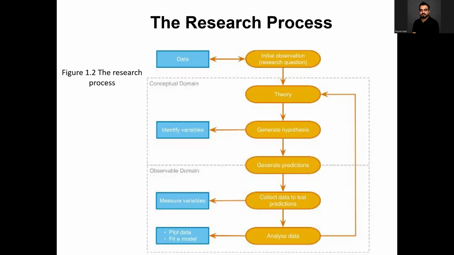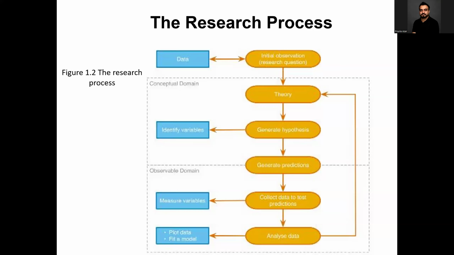This is the research process. First, we start with an initial observation to come up with a research question. For example, out there in the real world, there are a bunch of data, and we do an initial observation, and we come up with a research question. Or we read research articles and find a gap, and we want to fill that gap. So we come up with a research question.